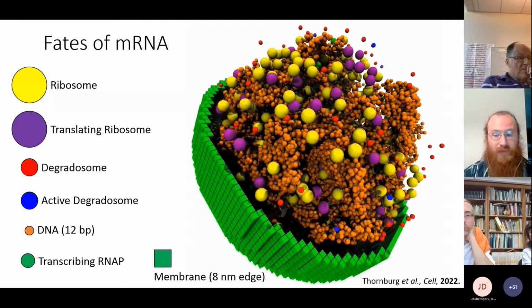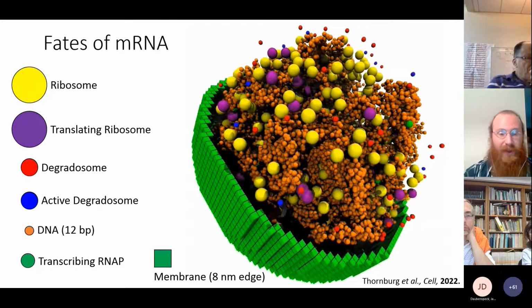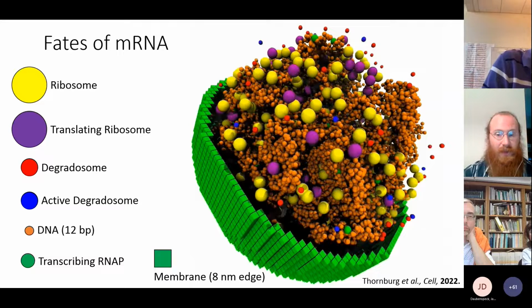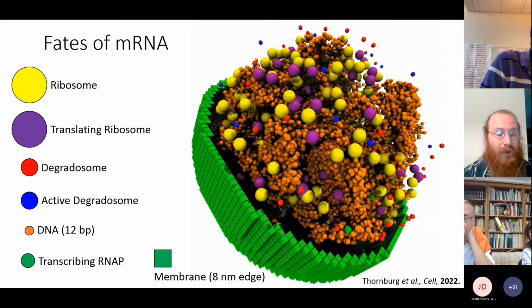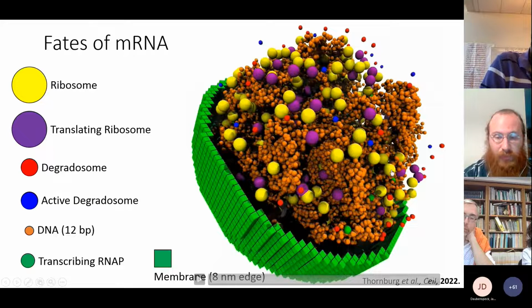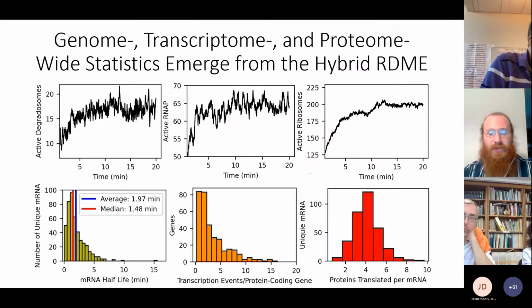Similarly, the degradosomes, the bacterial mRNA degradation complex, have messengers diffuse to them, and those complexes are only in the membrane. And then we also can have the RNA polymerases diffuse to genes and actively read the genes one base pair at a time. And so from these shorter simulations where we did the spatial model, we can get some genome-wide statistics. So for example, we can learn the active number of each complex.